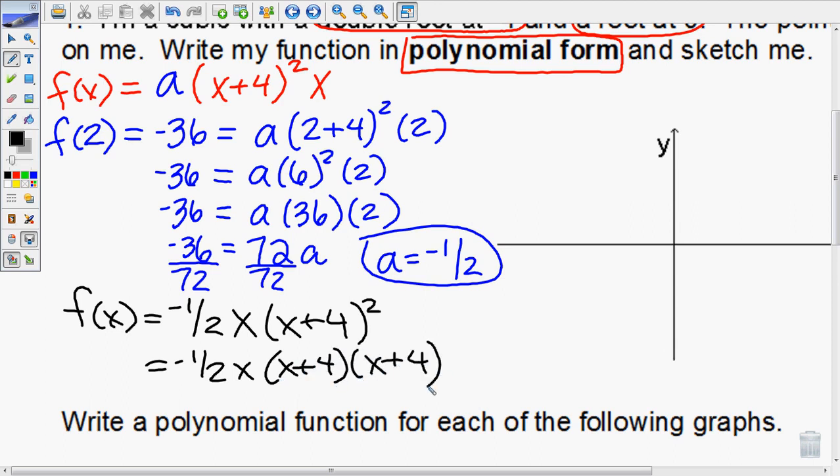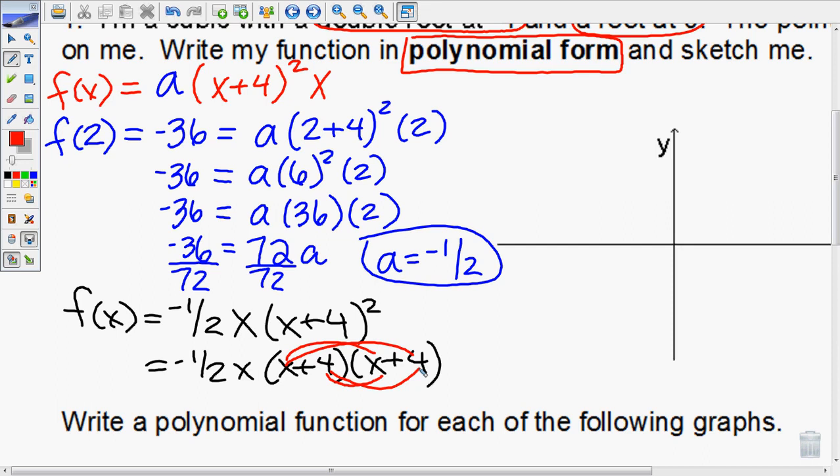Agree or disagree? Okay, so what do you do with two binomials? I distribute them, I FOIL, right? Because that's a 2, so you do it twice. So I have x squared, 4x, 4x, 16, right? Are we okay with that? Did I lose anyone there with the FOIL?